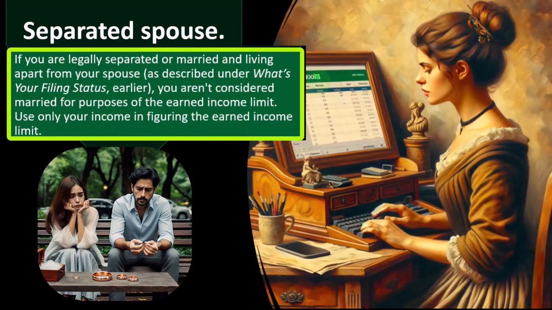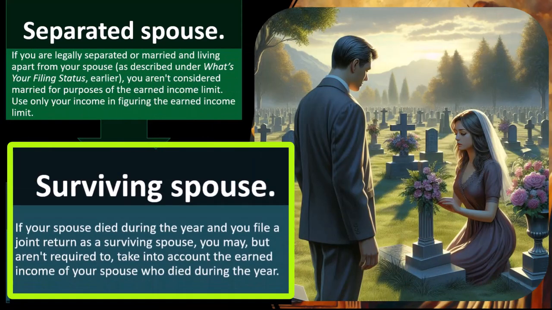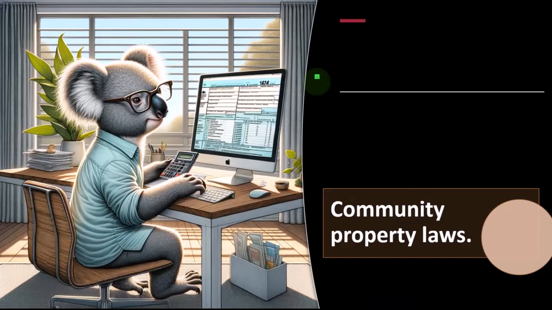Separated spouse. If you are legally separated or married and living apart from your spouse as described under filing status earlier, you aren't considered married for purposes of the earned income limit. So use only your income in figuring the earned income limit in that case. Surviving spouse. If your spouse died during the year and you file a joint return as a surviving spouse, you may, but aren't required to, take into account the earned income of your spouse who died during the year.